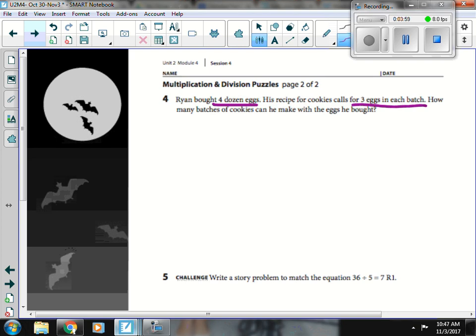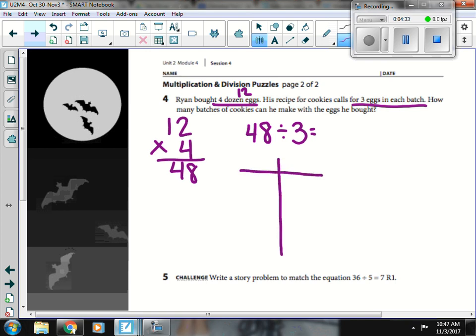I first need to know how many eggs I have. And a dozen is 12. So I'm going to start by doing 12 times 4, which is 48. And then it says his recipe calls for 3 eggs in each batch. So I'm going to do 48 divided by 3. Now we haven't talked about a lot of division strategies yet. So I'm going to just kind of think in my head as close as I can get and almost make a ratio table to work my way up to 48.